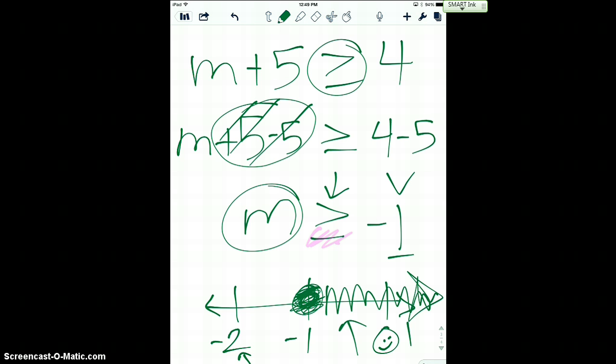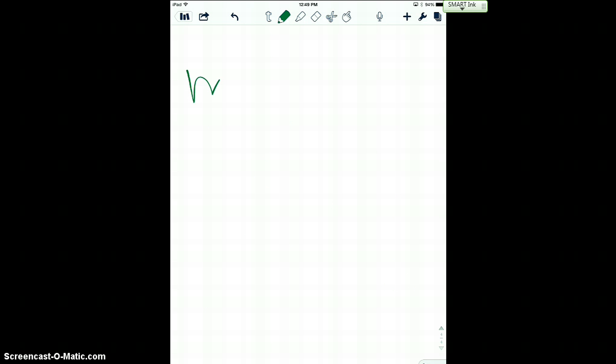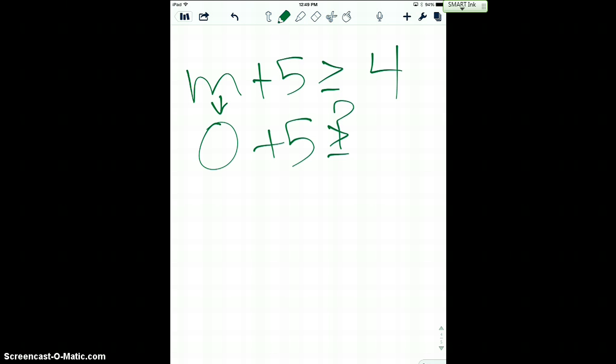So we need to pick a number that exists over here. And 0 is smiling at me. So I'm going to plug in 0. So in the original inequality, when I'm checking it, let's say I plug in 0 for M. And I'm questioning, is that going to be greater than or equal to 4? Well, 0 plus 5 is 5, and is that greater than or equal to 4?